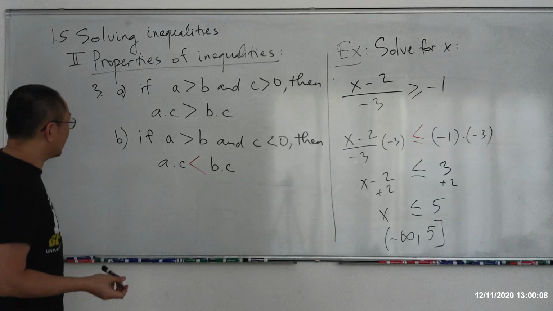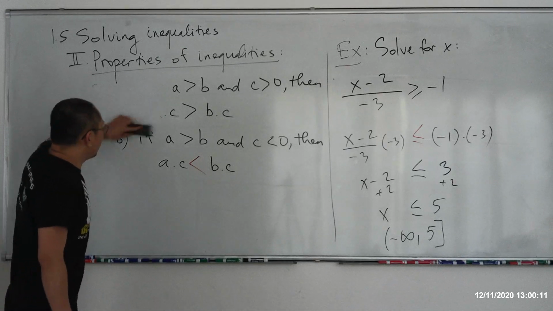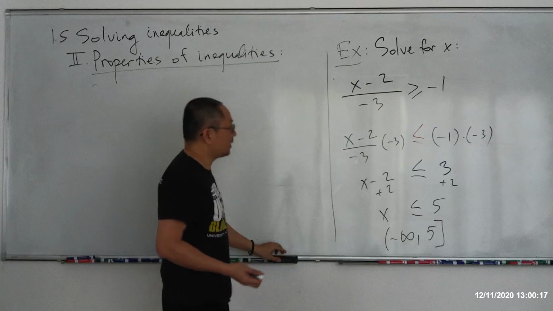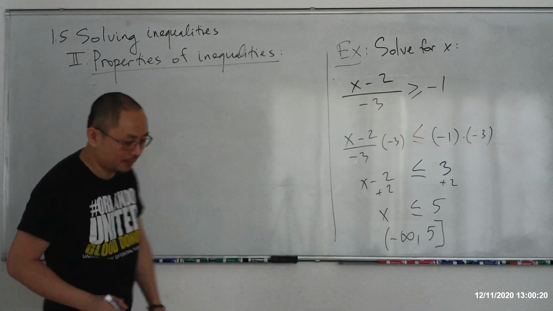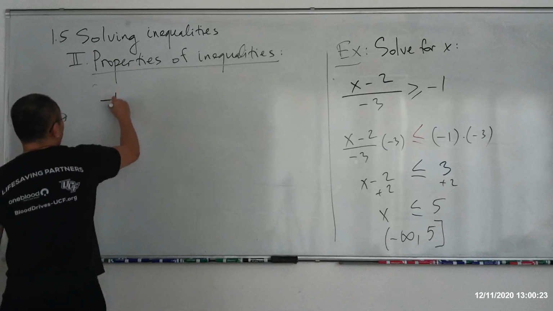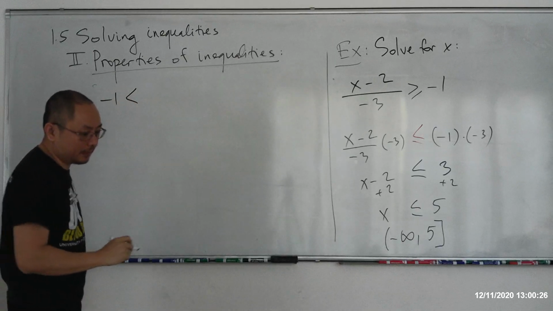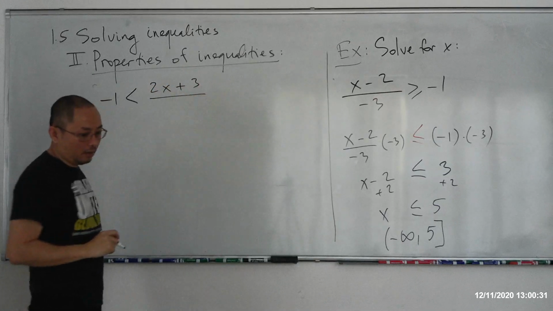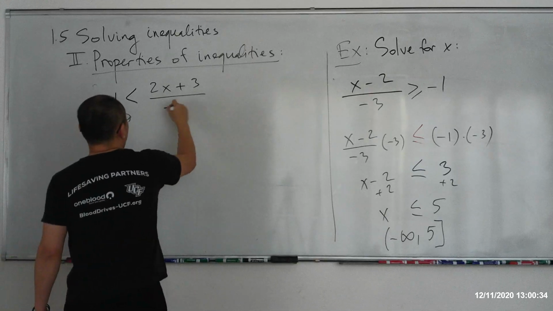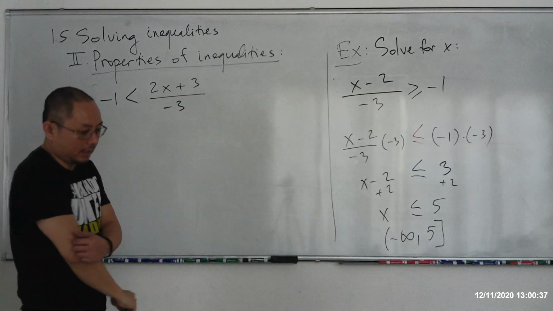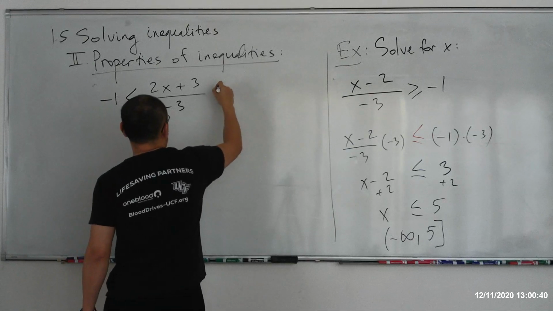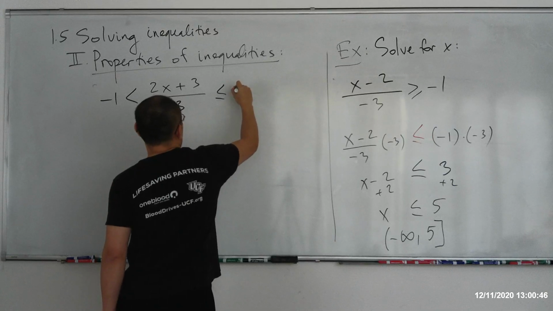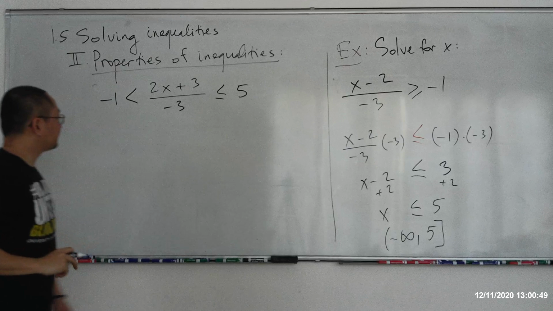Let's make this example a little bit more complicated. Okay, I'm going to have a combination of inequalities. Still solve for x, okay? And this is what we have. How about this? Negative 1 less than (2x plus 3) over negative 3, and then less than or equal to 5. I just made it up, okay?